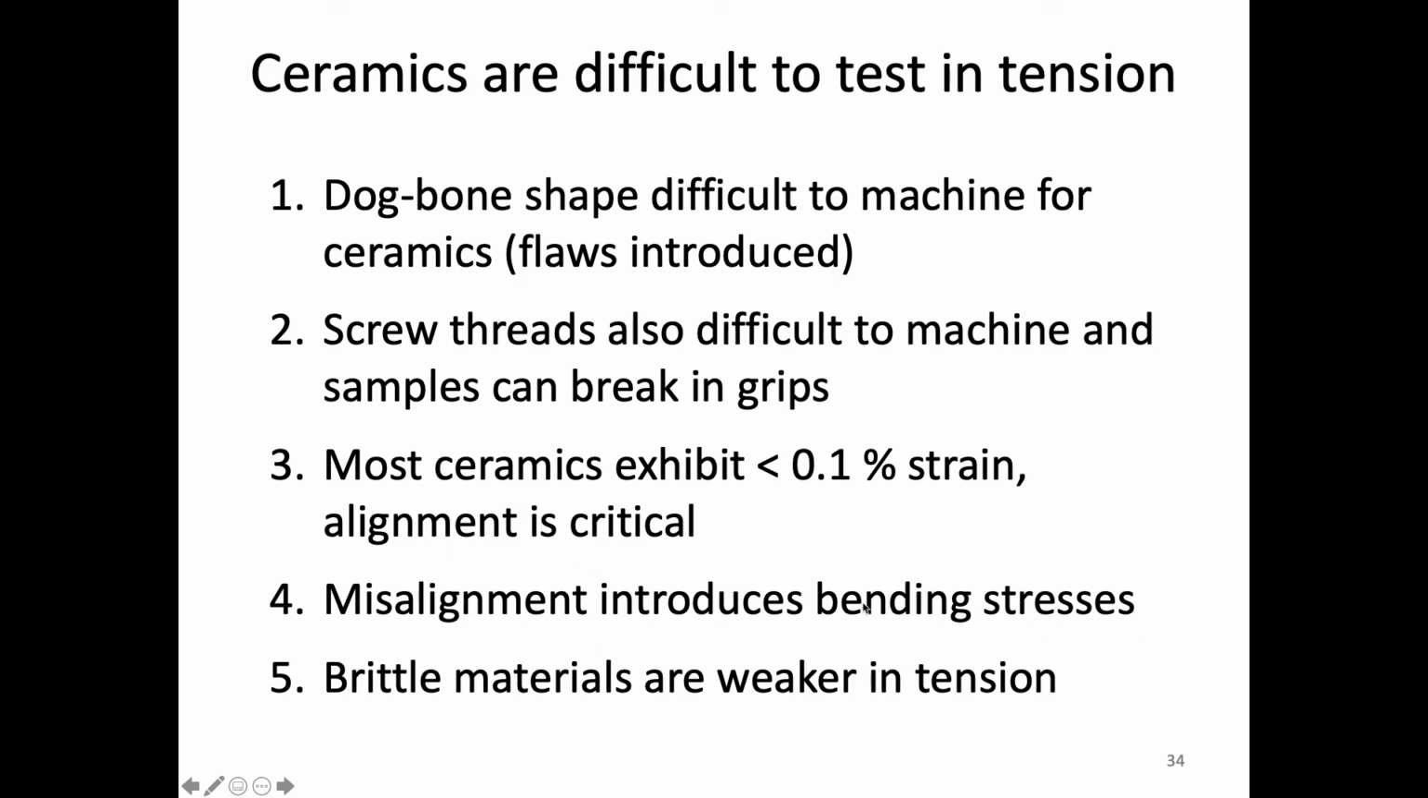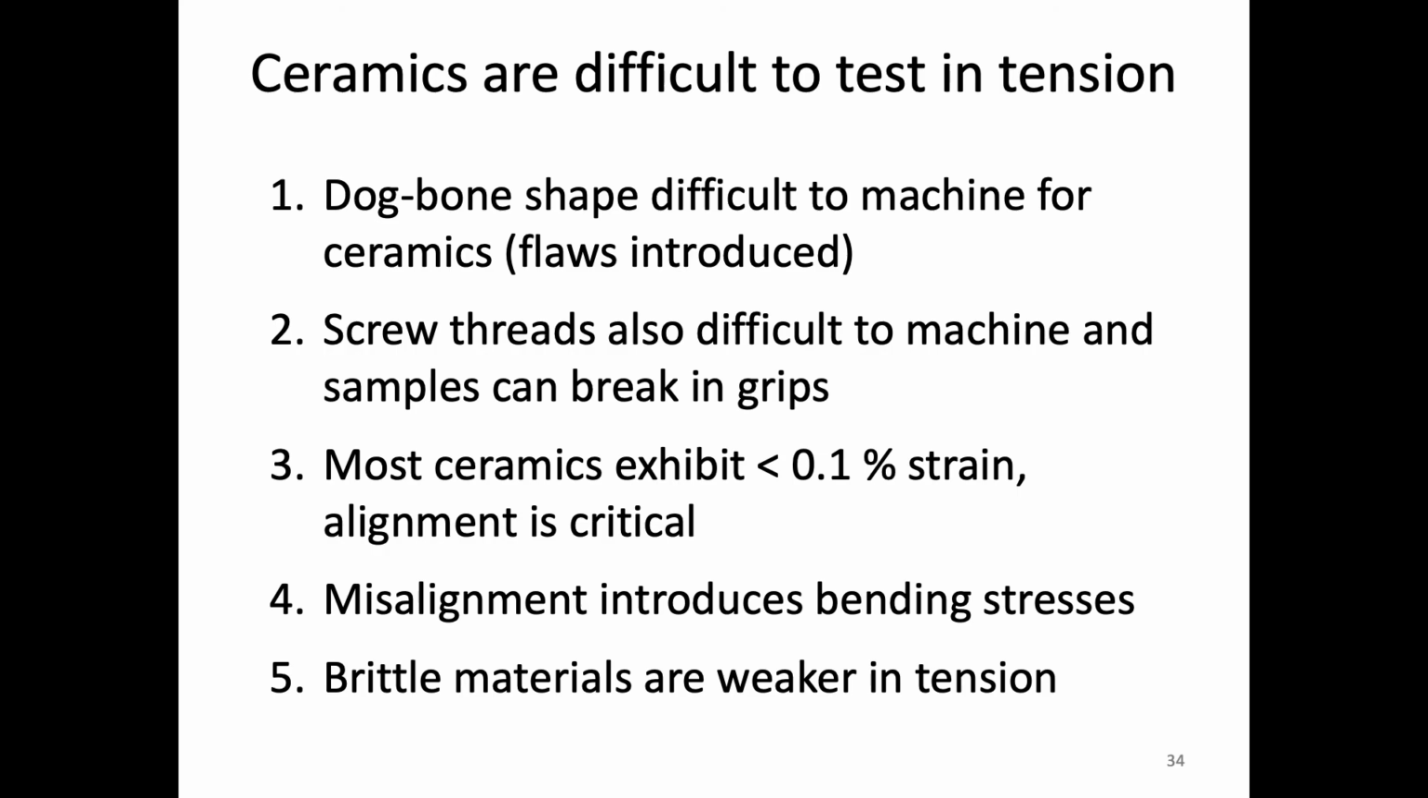Misalignment would basically introduce bending. And then also our brittle materials are inherently weaker in tension than they are in other stress states. And so they're weaker than they would be in their true applications. And so these are all reasons why we don't test in tension for the most part for ceramics.